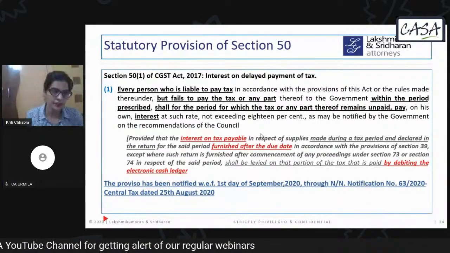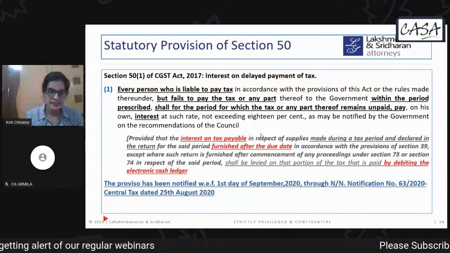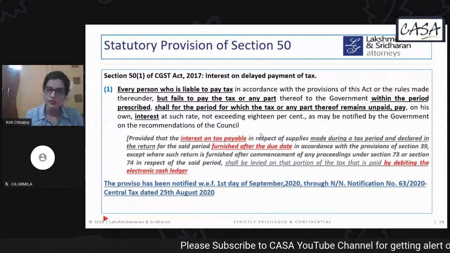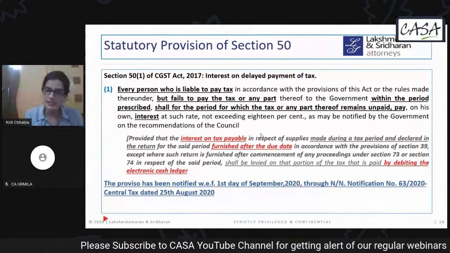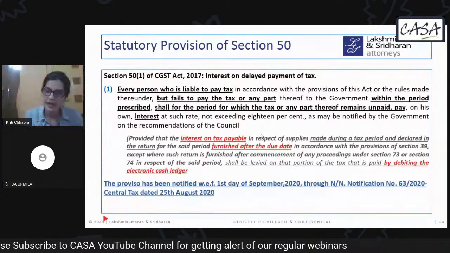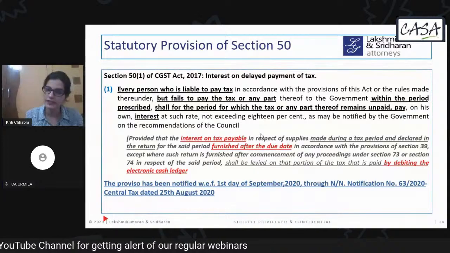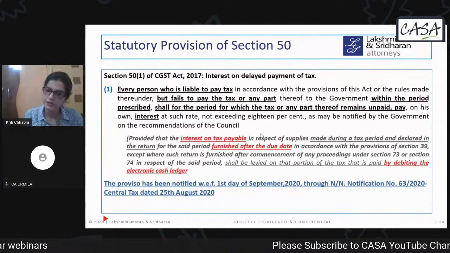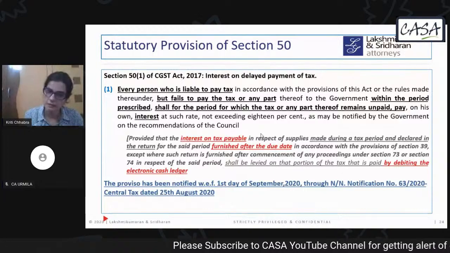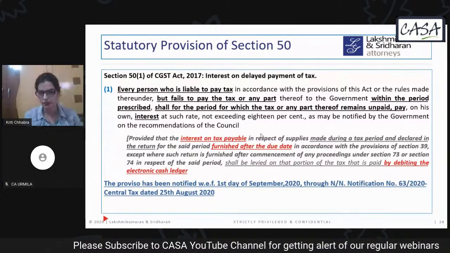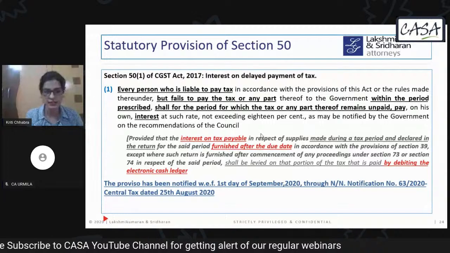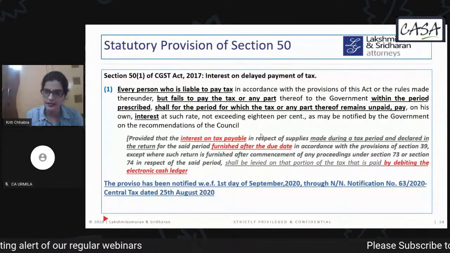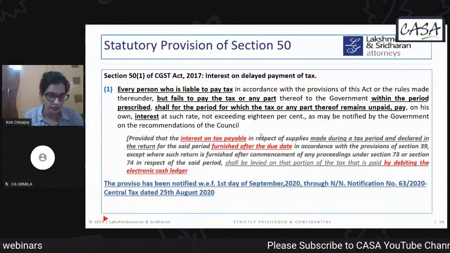Section 50 of the CGST Act lays down the provision relating to interest on delayed payment of tax. Sub-section 1 of this section provides that every person who is liable to pay tax but fails to pay the tax or any part of it within the period prescribed shall, for the period for which the tax or any part has been delayed, pay interest at such rate as has been notified. So this is the enabling provision of Section 50, which says in case you have delayed paying your tax, in such a case you are required to pay interest.